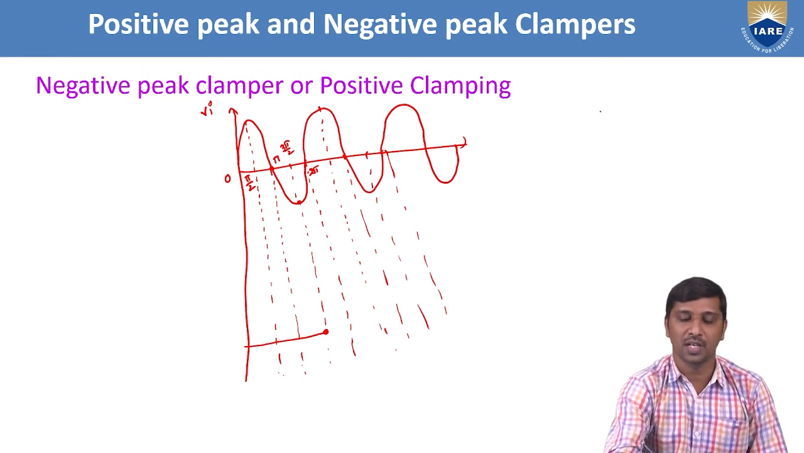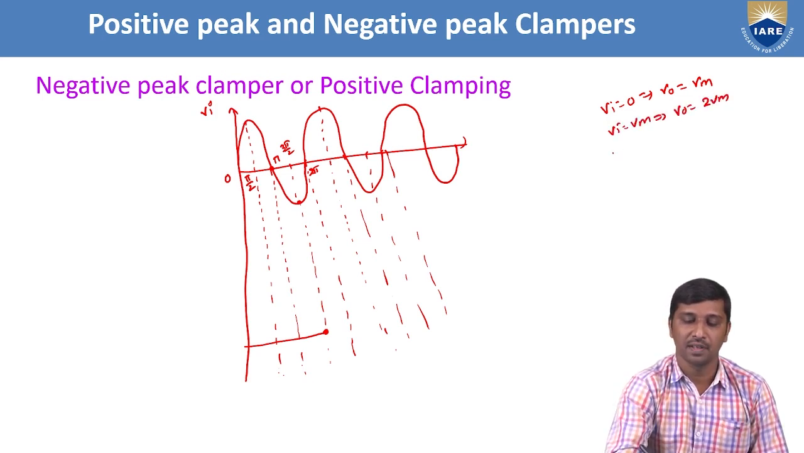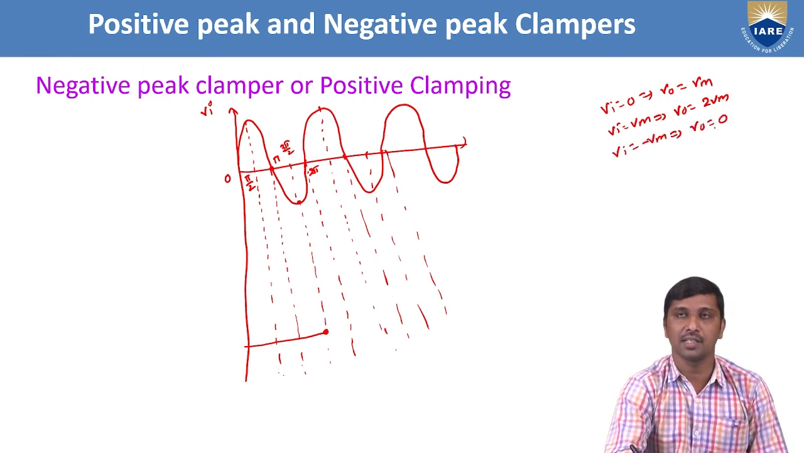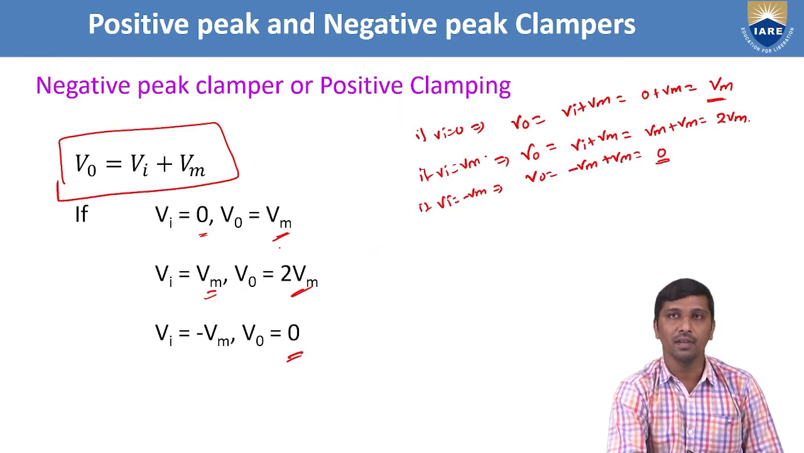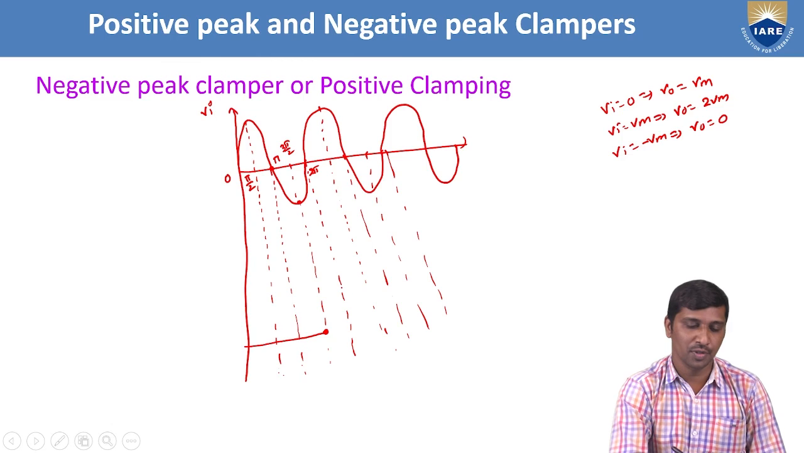Now we need to substitute: what happens when Va is 0, what is the output here? That is Vm. When Va is equal to Vm, the output is represented as 2Vm. When Va is equal to minus Vm, the output is represented as 0. These are three parameters. We observe these mathematical relations, so by using this, now I'm going to write.